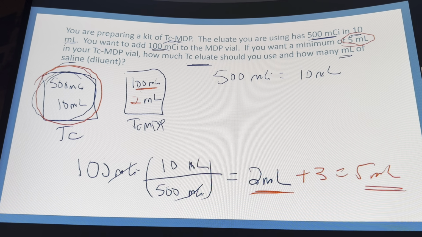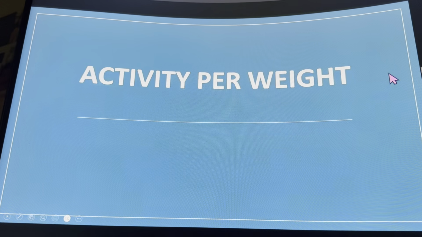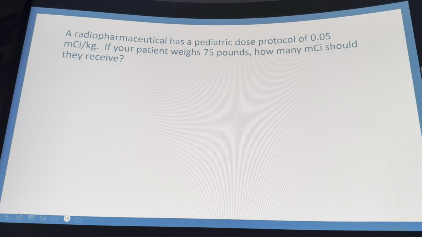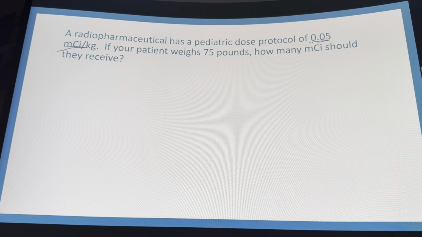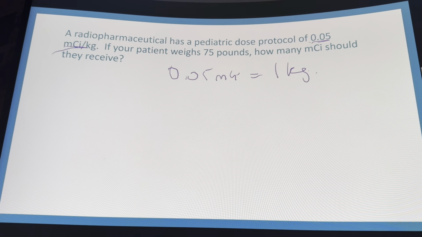So sometimes just drawing pictures allows it to make a little bit more sense. All right, let's switch gears. Now, activity per weight. Again, conversion problems. We have a radiopharmaceutical. It has a pediatric dose protocol of 0.05 millicuries per kilogram. That means 0.05 millicuries equals 1 kilogram.